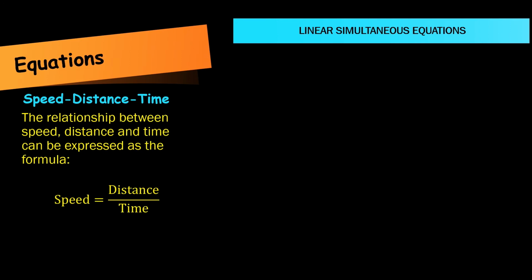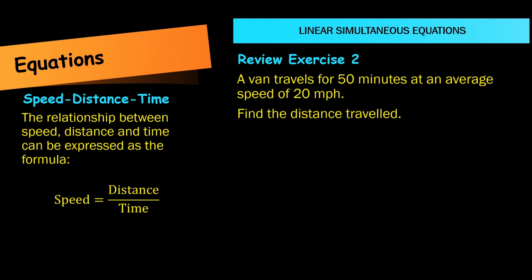And now for the speed, distance, time discussion. The relationship between speed, distance and time can be expressed as the formula speed equals distance over time. A van travels for 50 minutes at an average speed of 20 miles per hour. Find the distance travelled. So let's solve this.